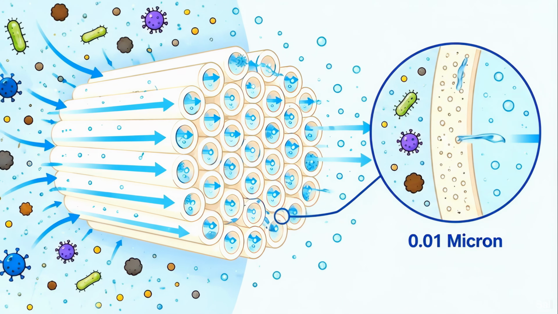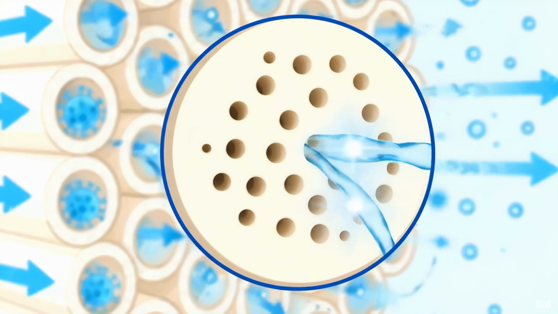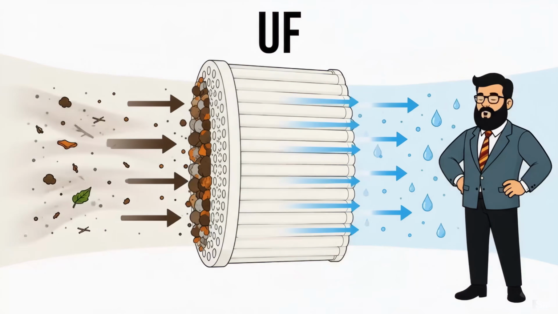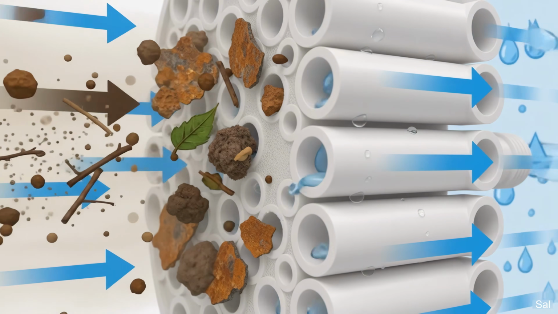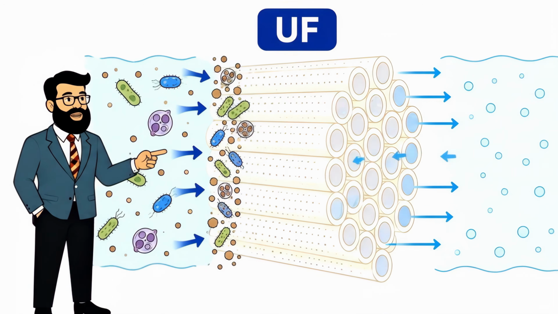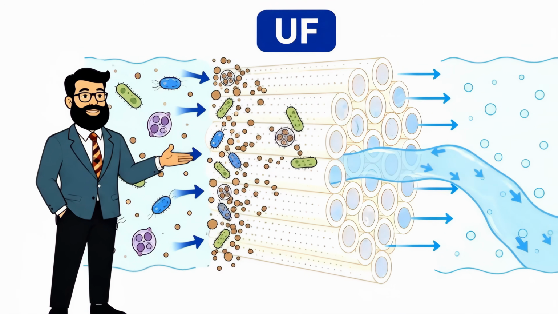A UF purifier uses hollow fiber membranes that look like tiny, porous straws. The pore size of a UF membrane is around 0.01 microns. While this is larger than an RO pore, it is still small enough to physically block suspended solids, dust, rust, and organic matter. Crucially, it is also small enough to trap larger biological pathogens like bacteria and cysts.